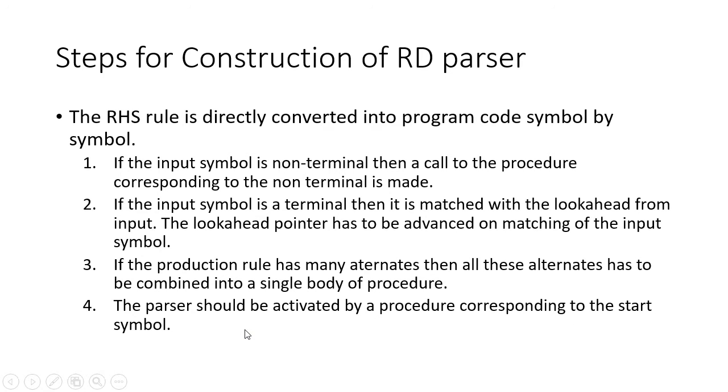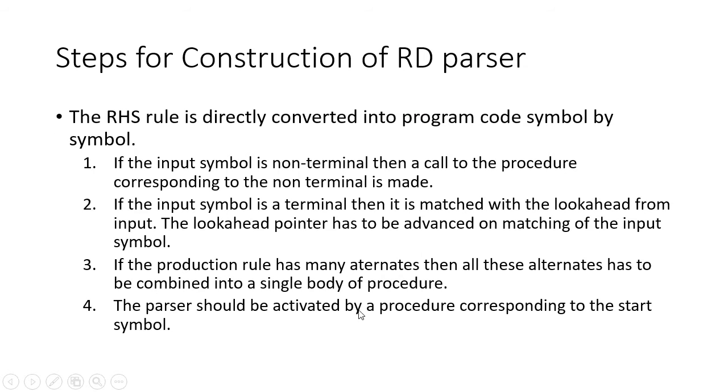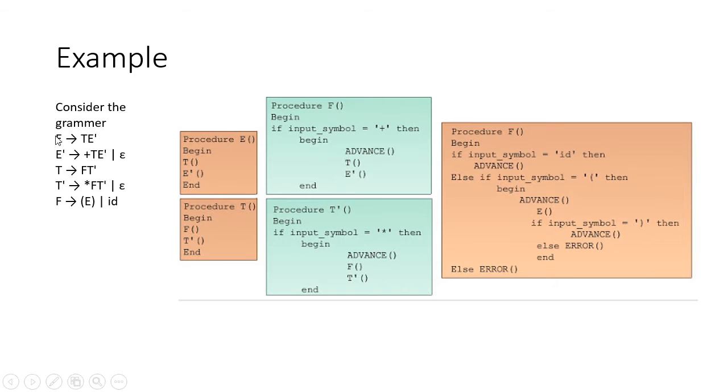Now to understand this, let us look at an example. Let's take this example again. E derives T E dash, E dash derives plus T E dash or epsilon, T derives F T dash, T dash derives asterisk F T dash. Now the starting symbol is E, so the rule says that the parsing should be activated by a procedure corresponding to the starting symbol. So we create a procedure for E first of all. Procedure E begin. In E what we have is T E dash.